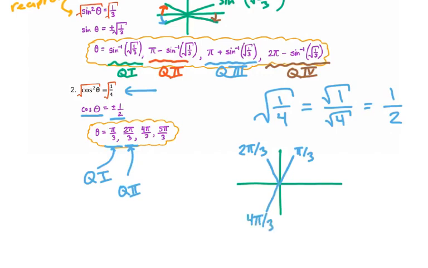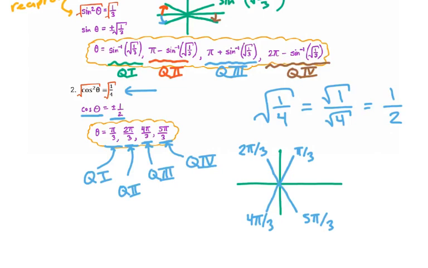So on your unit circle at 4 pi over 3, the x-coordinate should be negative 1/2. So 4 pi over 3 is our quadrant 3 solution. Last but not least, in quadrant 4, at an angle of 5 pi over 3, the x-coordinate is positive 1/2, so that satisfies what we're looking for here. So same as problem number 1, problem number 2 does have 4 solutions because of the plus or minus.